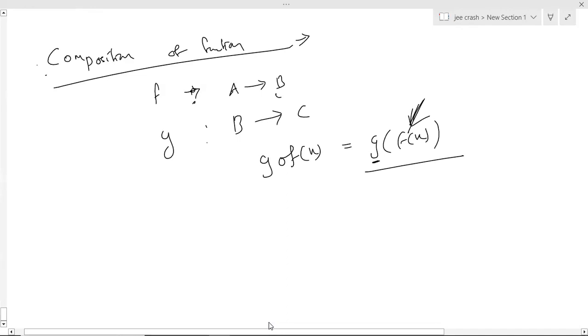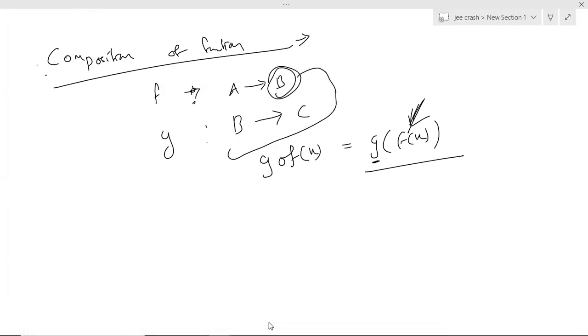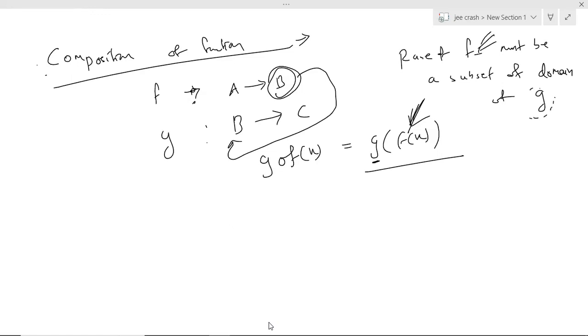Yes, sir. Very simple. The range or the codomain becomes here input. But you have to understand this. This must be the case, right? The range of f must be a subset of domain of g, right? Whatever output is there from f, g must be able to take that as input. This is composite function.